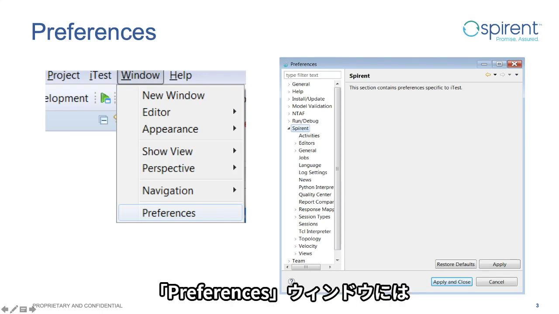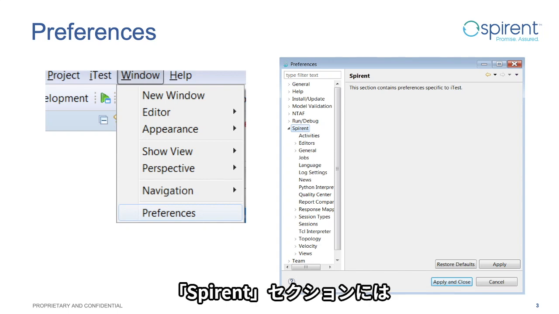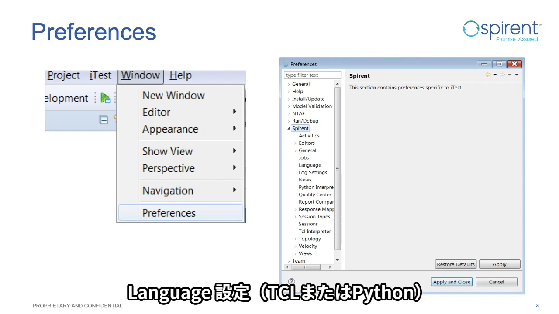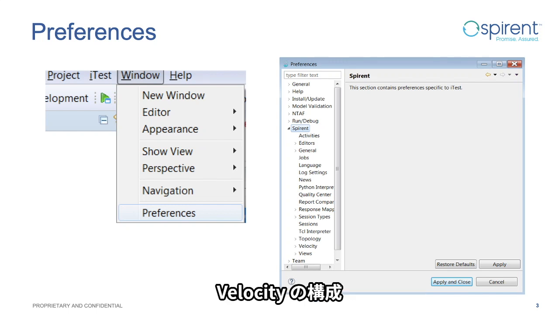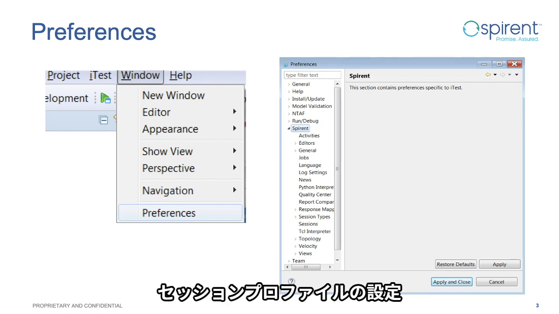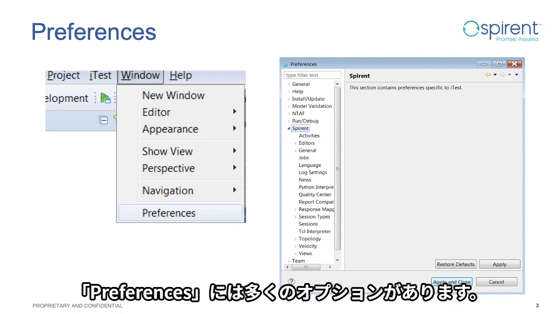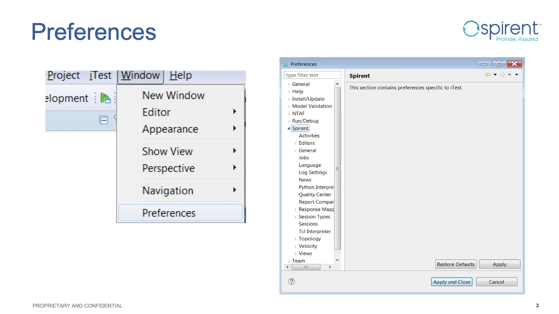The Preferences window is accessed by clicking Window and then Preferences in iTest toolbar. The Spirent section configures test case editors, language preferences, meaning Tcl or Python, the external test reports database, velocity configuration, session profile settings, view settings, and log settings. There are many options in the Preferences window, so use the filter text box to search.